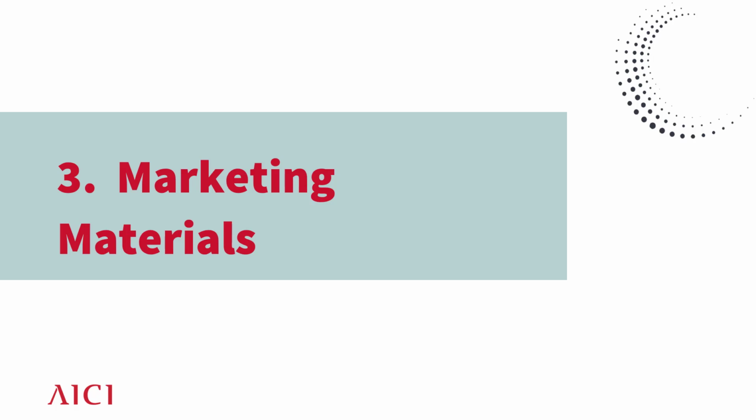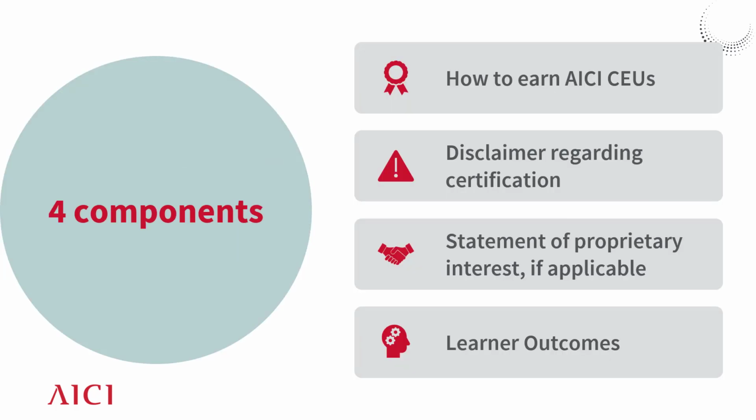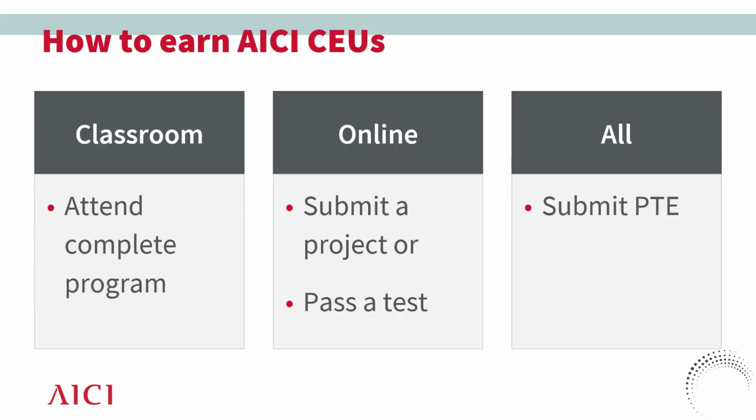Number 3, marketing materials. There are 4 components to marketing materials: how to earn AICI CEUs, the disclaimer regarding certification, the statement of proprietary interest if it's applicable, and learner outcomes. How to earn AICI CEUs. For a classroom training, participants would need to attend the complete program. For an online training, they would need to submit a project or pass a test. For all programs, they would need to submit a participant training evaluation.